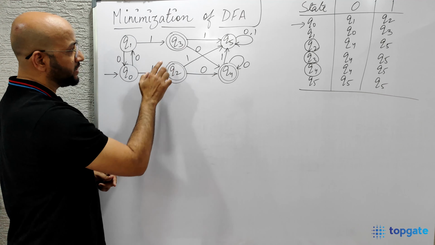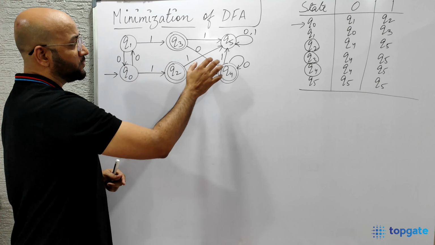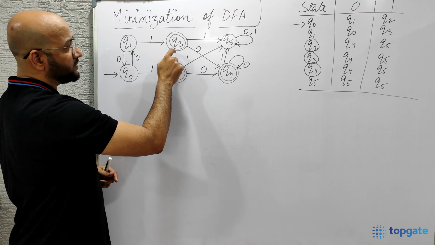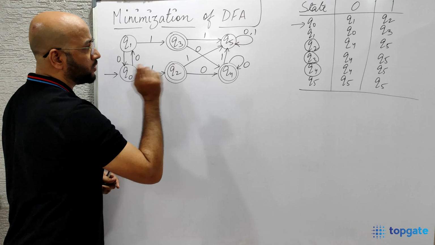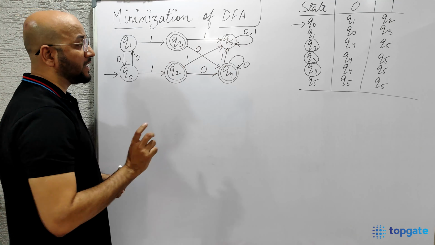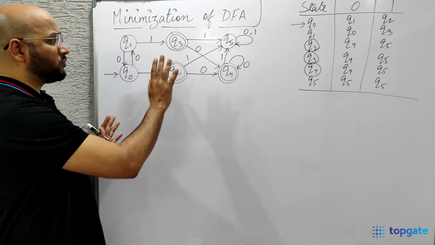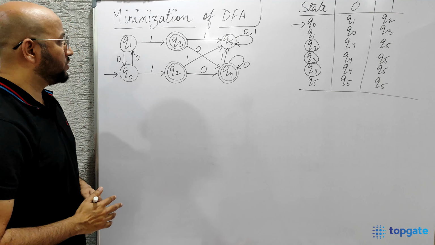We have three final states, Q3, Q2 and Q4. If you reach Q5, there is no path to either Q3 or Q2 or Q4. So Q5 is actually a dead state, but we don't have to remove it. We'll keep it in the DFA and then try to minimize it. In the minimized DFA also, you'll see that you will get one dead state as we have in this one. Clear? So let's start.